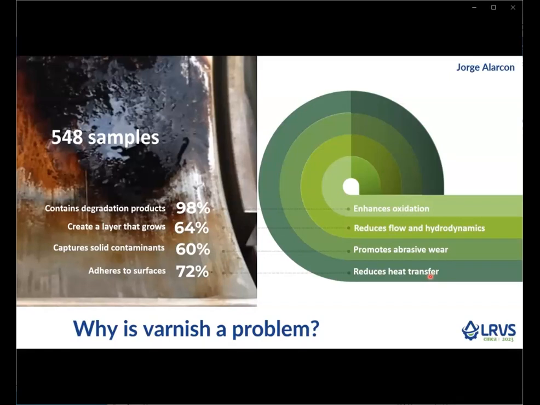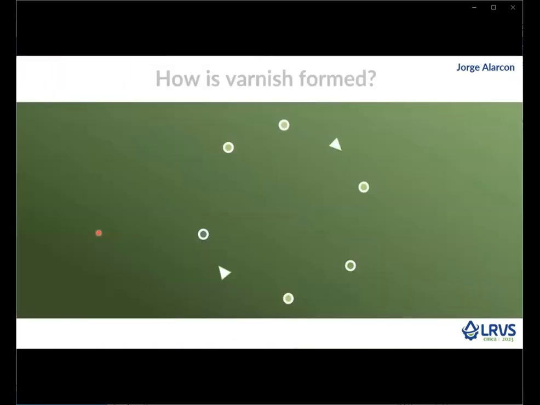So every time that we see varnish, the end problem will be the heat transfer from the hot point to other cool points in the system. So when we see these types of temperature problems, it's probably too late, right? Because the varnish layer is now very thick, and it will create a lot of problems at that stage.